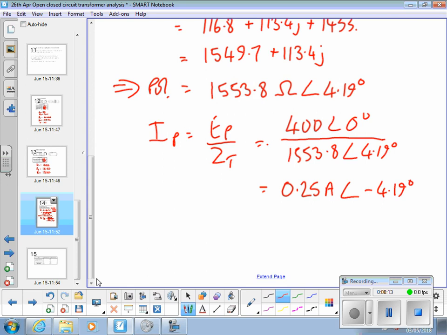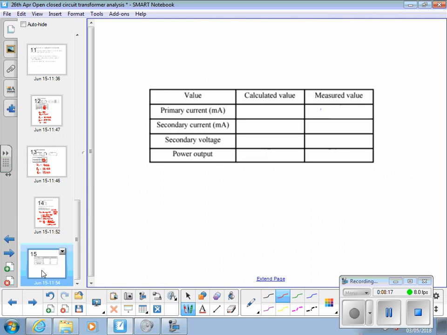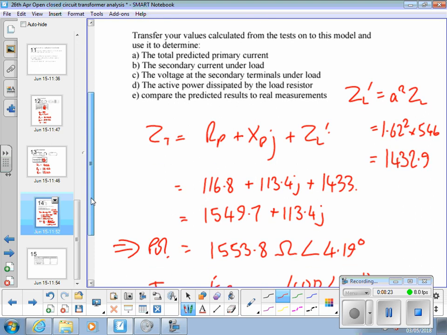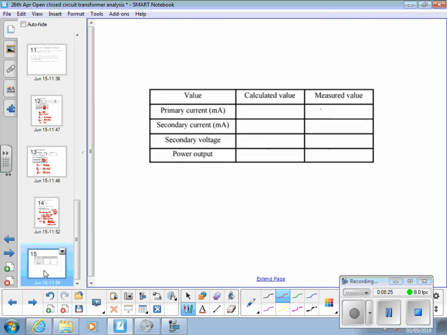Alright, so that's what you're expecting the primary current to be. Is that one of the things we got recorded on here? Yes. What's that, 250 milliamps, isn't it? Yeah. So put that in there, 250 milliamps. Is that what you got, Sophie, James? Okay.